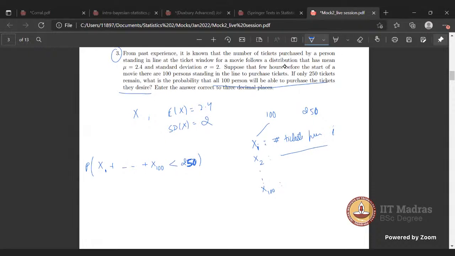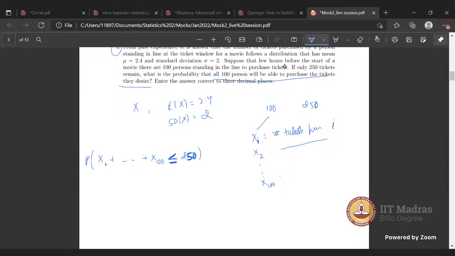It's less than or equal to? It is okay, you can also take less than or equal to, no issue. So basically, if only 250 tickets are left and they all are able to purchase, it means we have to find this probability.